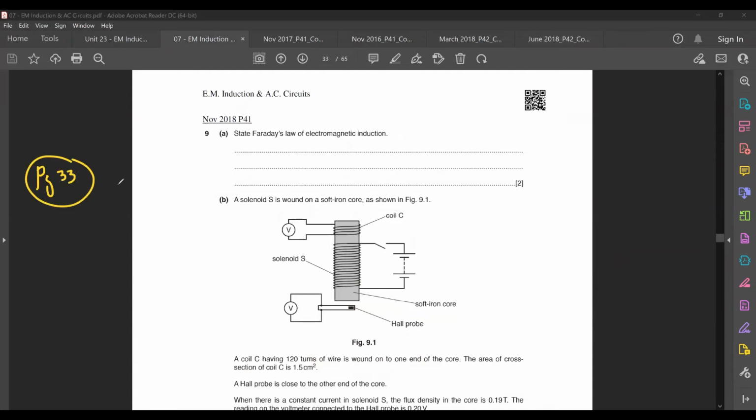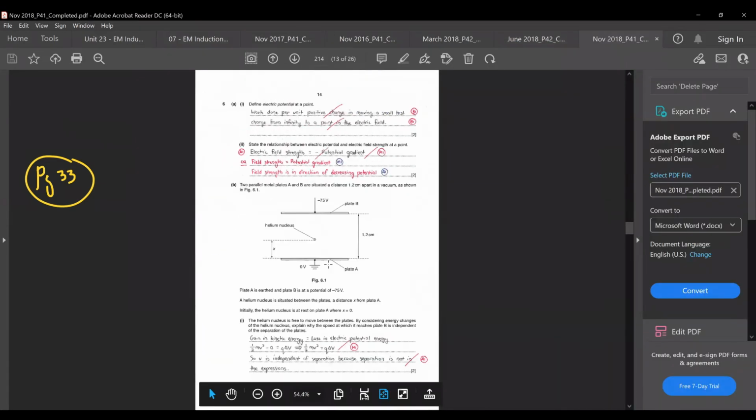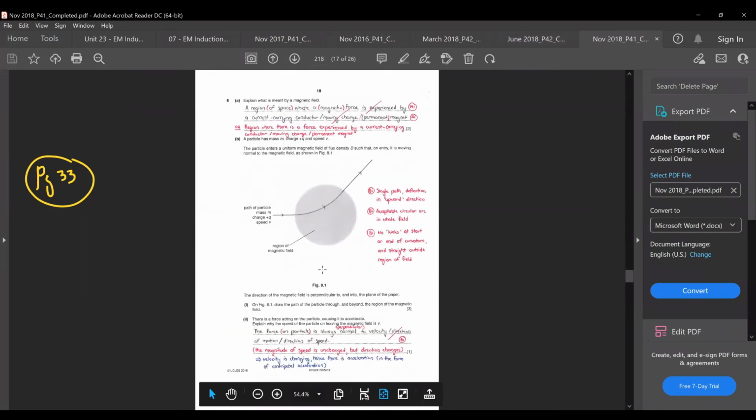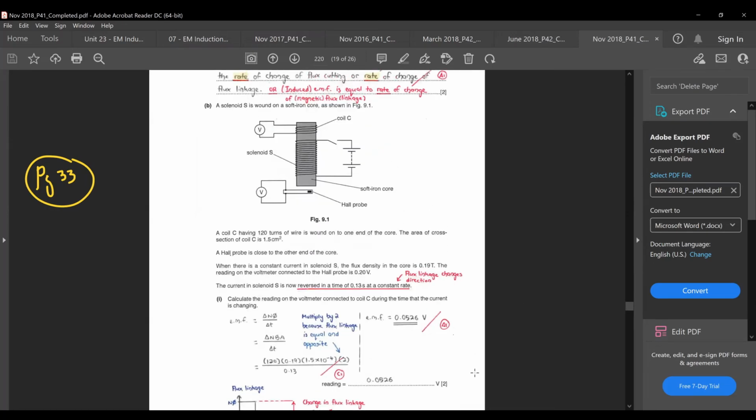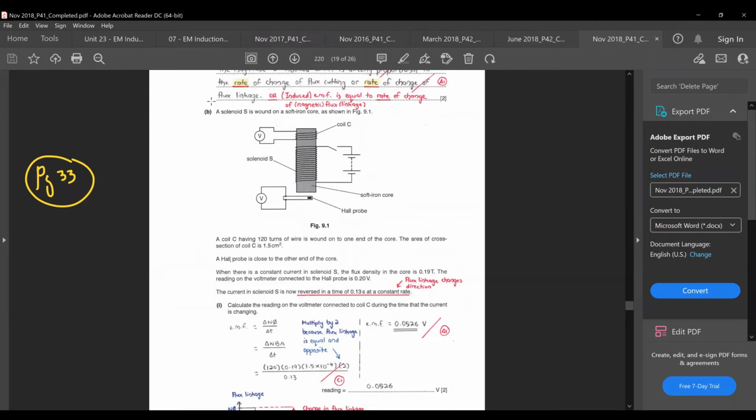Okay. This one is November 2018 P41. The one that asks you to state Faraday's law of electromagnetic induction. This one I think we'll skip because we've done it a few times already. Just copy the definition from the notes. Right, now look at part B.